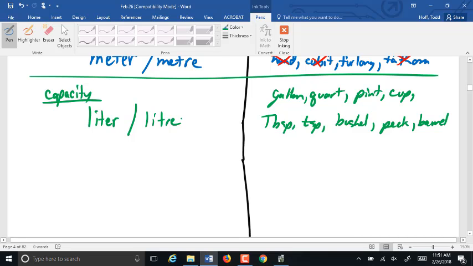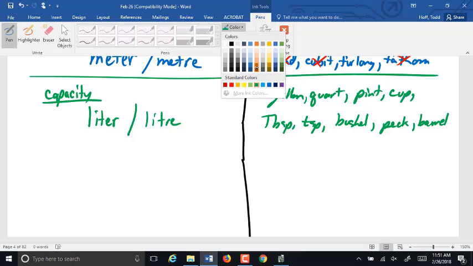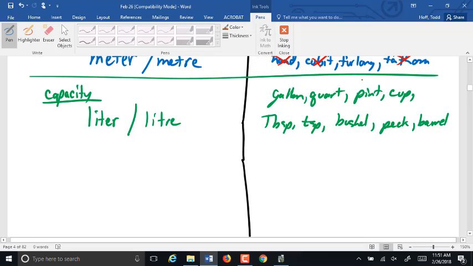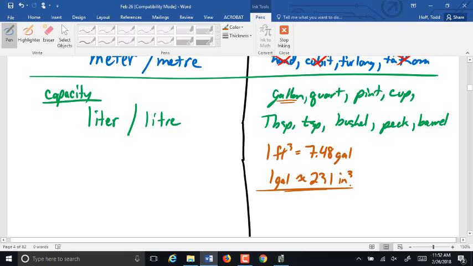Now, the other big weakness was there was no direct conversion between volume and capacity in the standard system, because that gallon really just came from a hat size. It wasn't really thought out to be cubic inches or cubic feet or anything like that. We had that 1 cubic foot was like 7.48 gallons, just under 7.5 gallons. Or 1 gallon is approximately 231 cubic inches. Very ugly conversions from capacity to volume. In the metric system, they knew about this weakness in the standard system, so they tried to correct it.